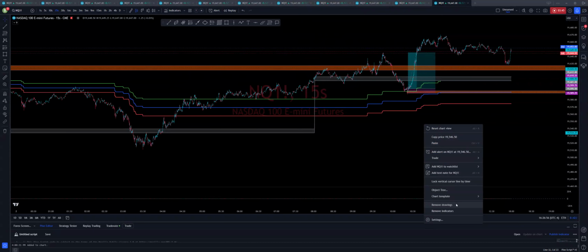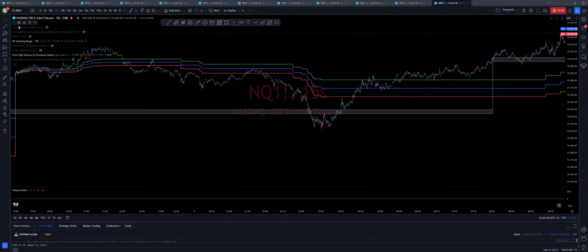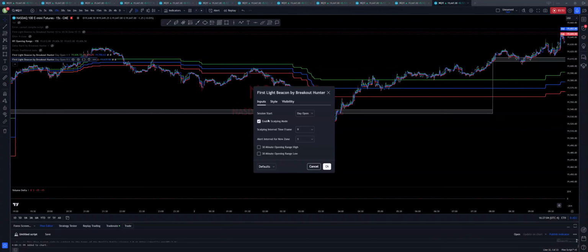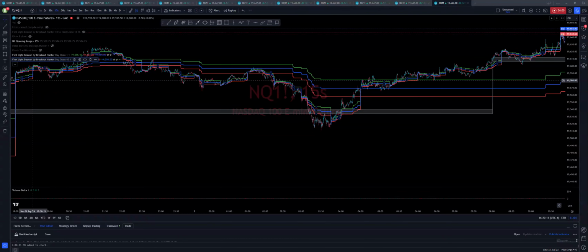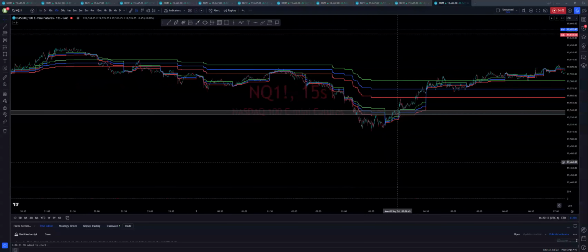And what's really cool is you can see I have two of them on here to get my baseline here, and then you can put another one on and go to scalp mode, change whatever time frame you want. You could put it on a 45-minute time frame. It's not really scalping at that point, but you could do it.